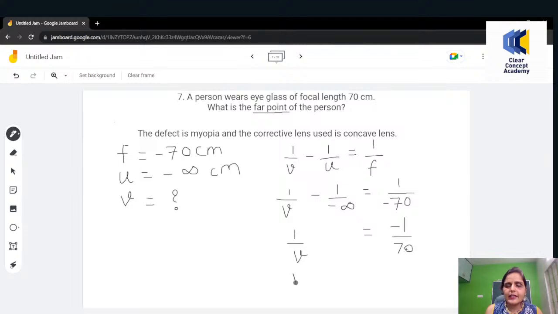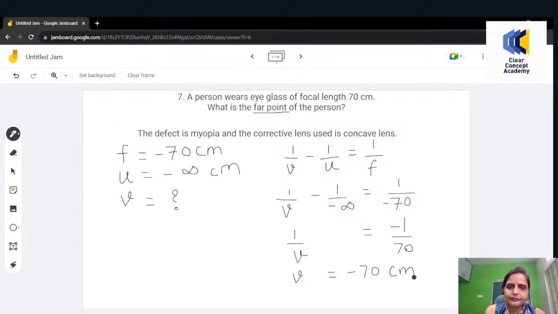Taking reciprocal on both sides, we get V is equal to minus 70 centimeter. Therefore, the far point of the myopic person is 70 centimeter in front of his eyes. So this is the answer of this question. Let's move on to the next question.